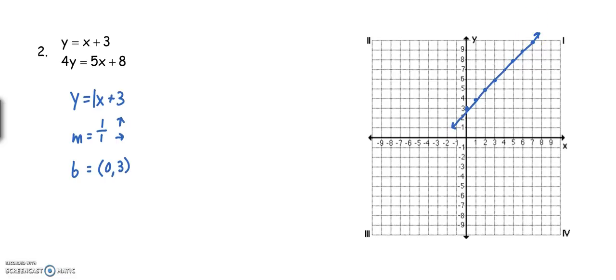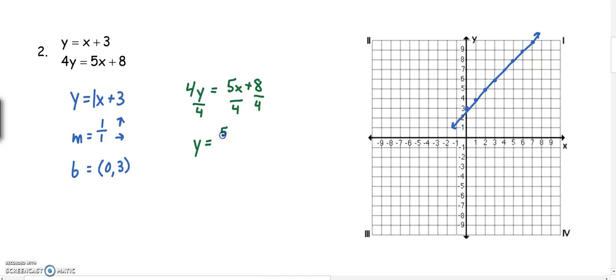In the next equation, I have 4y equals 5x plus 8. This time there's a number being multiplied with y, so I can't graph it yet. In order to get y by itself, I need to divide everything by 4 and reduce where possible. So y equals 5 over 4x, because I can't reduce, plus 2.